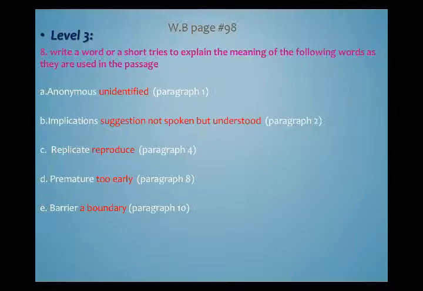Unidentified. And now we have B, implications, and the short meaning is suggestion, not spoken but understood. It was used in paragraph 2. Then C is replicate, and the meaning is reproduced; it was given in paragraph 4. Number D we have premature, meaning too early, and it was in paragraph 8. Now in E we have barrier, meaning a boundary; it was used in paragraph 10.